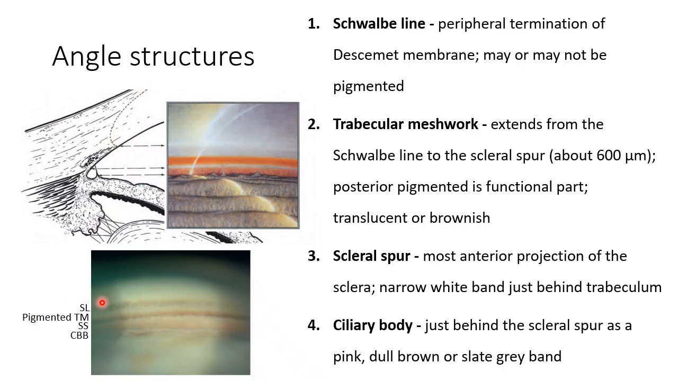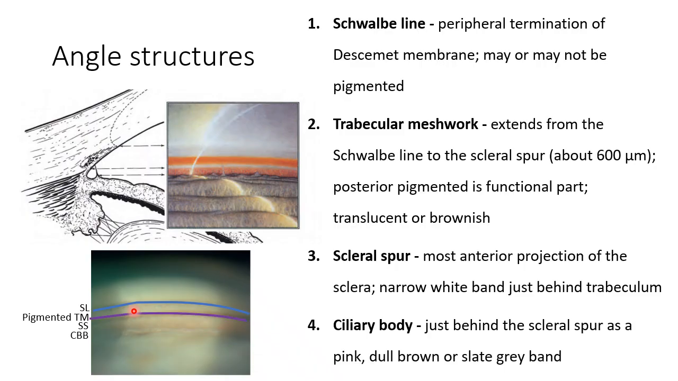If not, you can remember with the help of a mnemonic, that is STSC. Okay. Schwalbe line from anterior to posterior. The Schwalbe line, this part is the Schwalbe line. It is the peripheral termination of the Descemet membrane. It may or may not be pigmented.